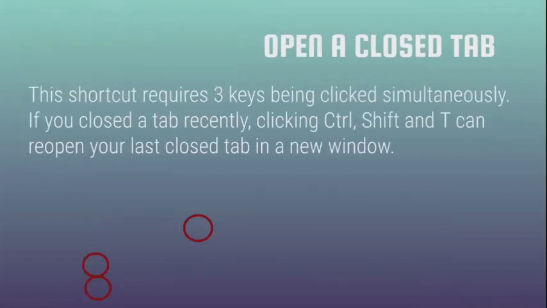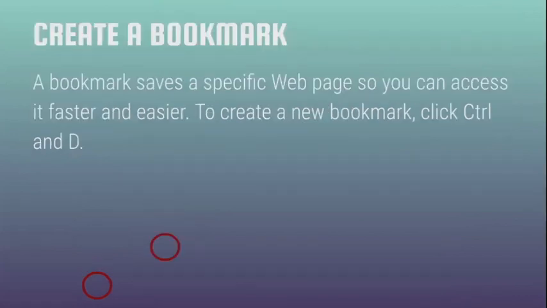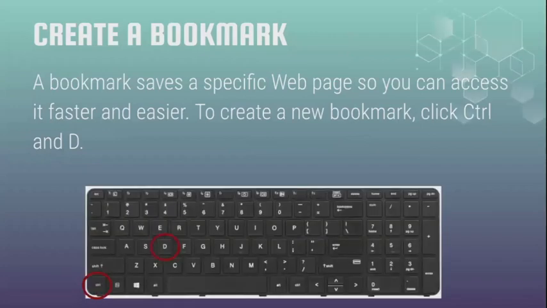Open a closed tab. This shortcut requires three keys being clicked simultaneously. If you closed a tab recently, clicking CTRL, SHIFT, and T can reopen your last closed tab in a new window. Create a bookmark. A bookmark saves a specific web page so you can access it faster and easier. To create a new bookmark, click CTRL and D.